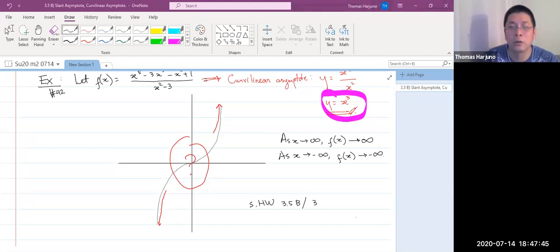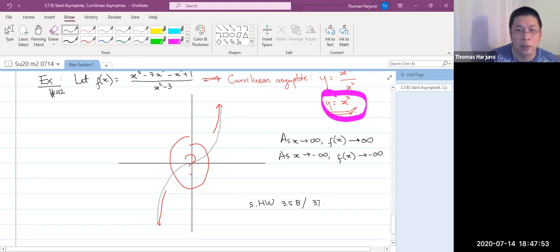Did we get disconnected? Well, anyway, the suggested homework from 3.5b, the second part, will be from 37 to maybe number 53. To number 53. Okay, to number 53. That's for this 3.5b. Let me write it down there.